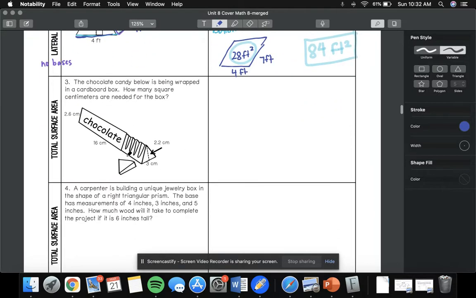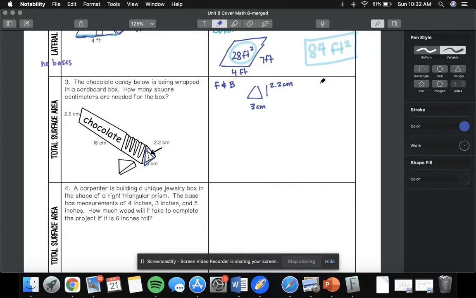All right. This one says to find the total surface area. So the chocolate candy bar is being wrapped in a cardboard box. How many square centimeters are needed for the box? Okay, so let's go ahead and start off with the front and the back. So let's find this triangle. We'll call it front and back. And it looks like a triangle. Okay, so it says it is 3 centimeters long and 2.2 centimeters tall.